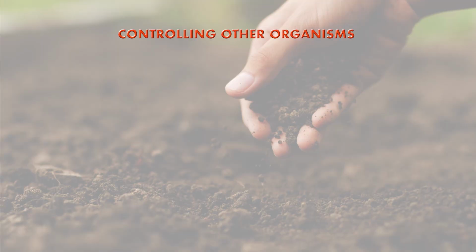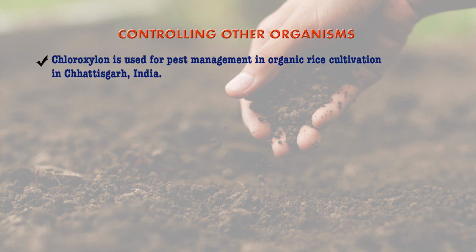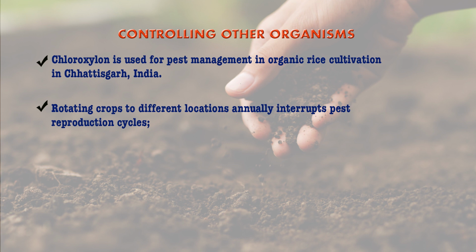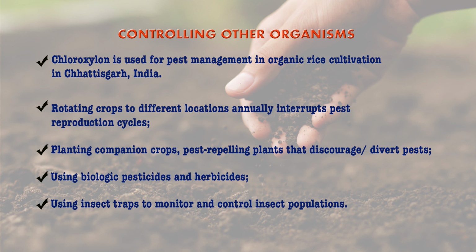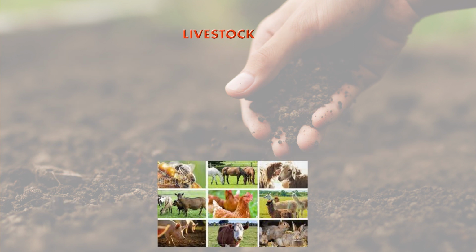Now, controlling the other organisms that are present in the environment. Chloroxylon is also used for pest management in organic rice cultivation in Chhattisgarh in India. Crop rotation, to different locations, will interrupt the pest reproduction cycles annually. You can also plant companion crops, pest-repelling plants that will discourage and divert the pest. Then you can use biological pesticides and herbicides, and you can use insect traps to monitor and also control the insect populations.